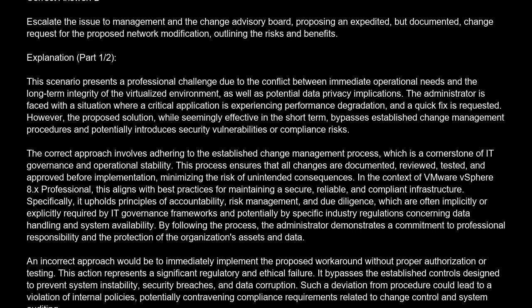By following the process, the administrator demonstrates a commitment to professional responsibility and the protection of the organization's assets and data. An incorrect approach would be to immediately implement the proposed workaround without proper authorization or testing. This action represents a significant regulatory and ethical failure.